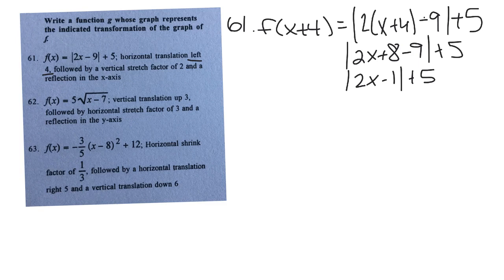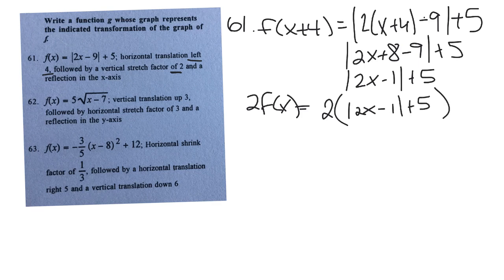If you have an old version of answers, you're going to want to update this one because it was wrong on the original answer sheet. Followed by a vertical stretch factor of 2. That's 2 times f of x. So that's 2 times the whole function that I got after doing the horizontal translation. So 2 absolute value of 2x minus 1 plus 10. This needs to be an absolute value bar.